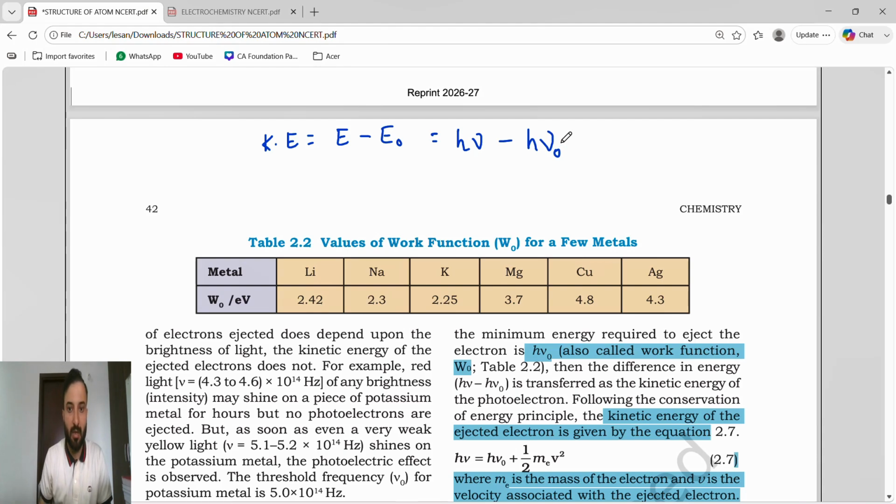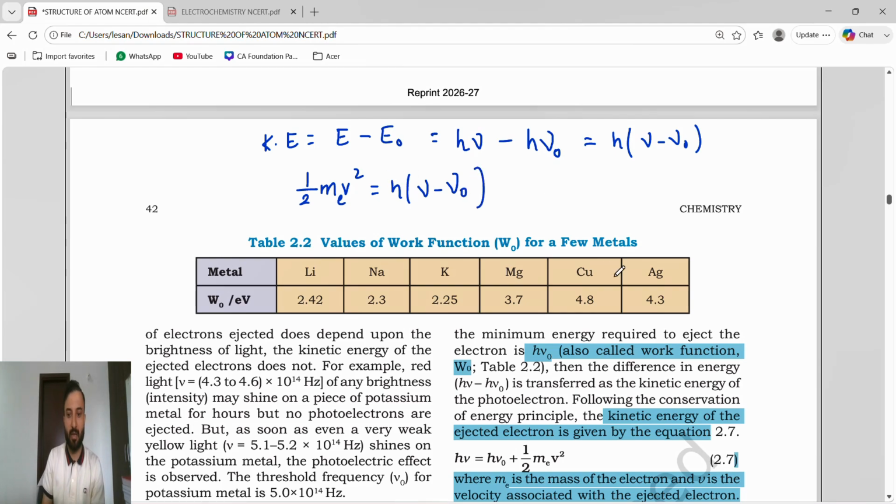You can write like this: h, Planck's constant, I take common, so nu minus nu naught. So kinetic energy is what, guys? Half m v square. m is the mass of electron, and v is the velocity with which the electrons are coming out. So kinetic energy, half m v square, equals h into nu minus nu naught. This is what the kinetic energy of the ejected electron is given by.